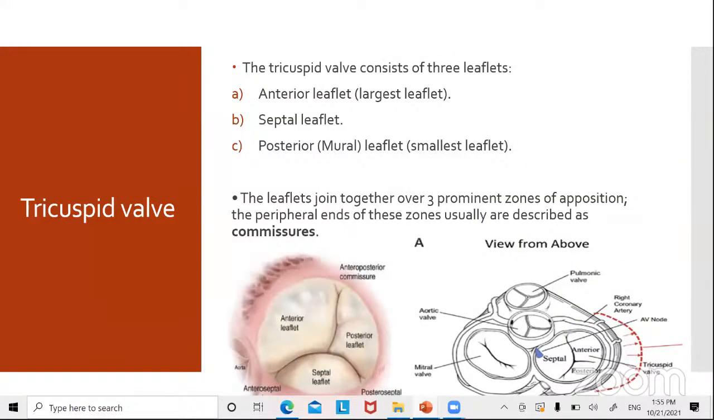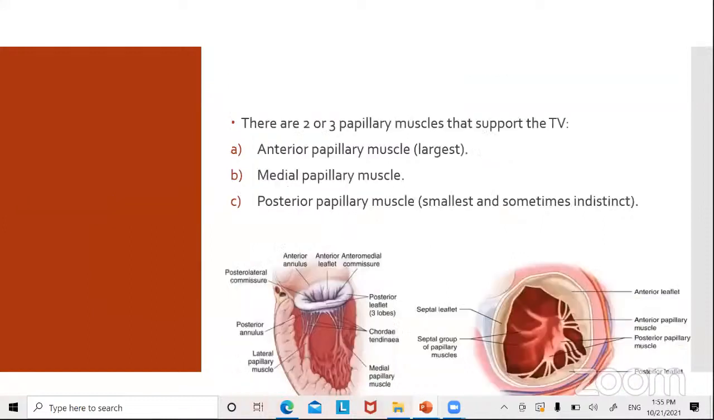The tricuspid valve consists of 3 leaflets: the anterior leaflet, which is the largest leaflet, the septal leaflet, and the posterior leaflet, which is the smallest leaflet. The leaflets join together over 3 prominent zones of apposition. The peripheral ends of these zones are usually described as the commissures. We have the anterior septal commissure, the anterior posterior, and the posterior septal commissure. In the tricuspid valve, there is no well-formed collagenous annulus.